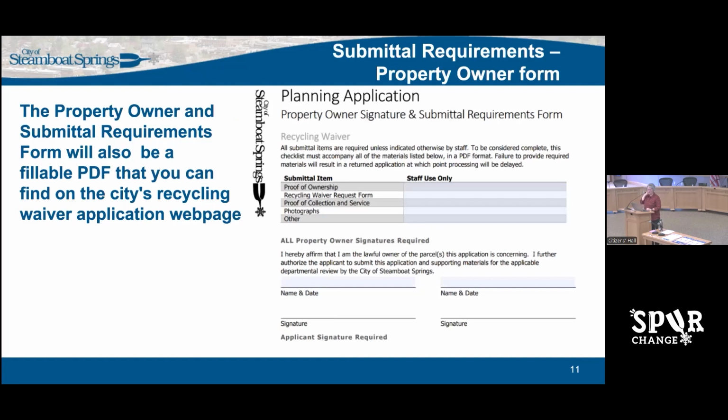This is what that property owner form looks like. Again, this is available on the website as well. So it's proof of ownership, if you have received a recycling waiver request form, you'll want to have that handy. Proof of collection, just like the other, and then photographs. So those are all the submittals.